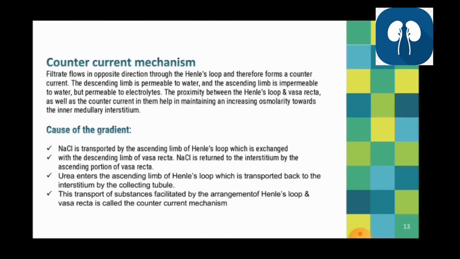Children, filtrate flows in opposite direction through the Henle's loop. We know that it is a U-shaped structure, so it has one ascending and one descending limb. So filtrate flows in the opposite direction through the Henle's loop and therefore forms a countercurrent. That is, descending limb is permeable to water and ascending limb is impermeable to water, but permeable to electrolyte.